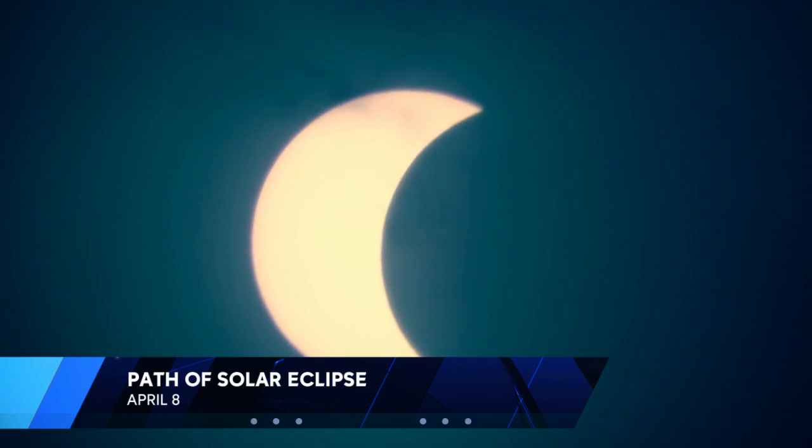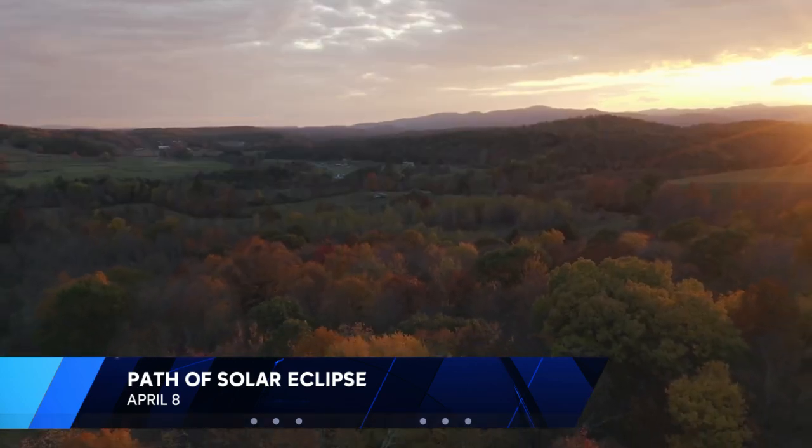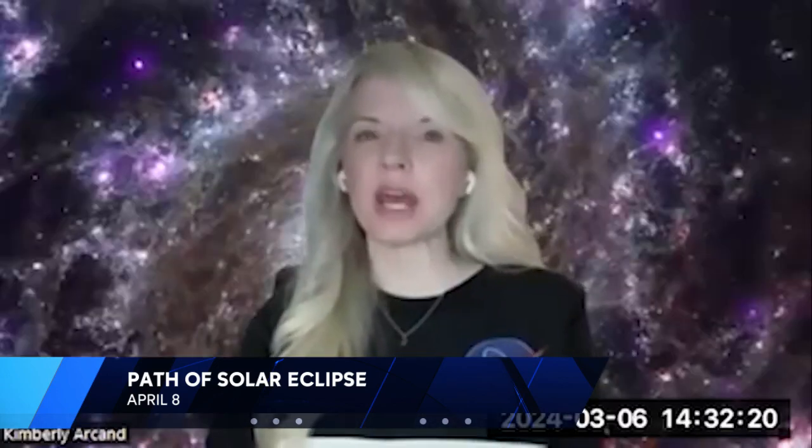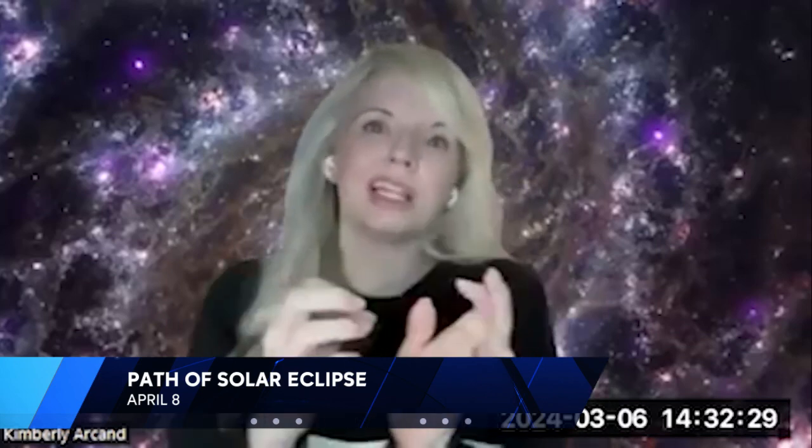Those not in the path, but close enough to it, will see a partial eclipse, like here in southern New England. In a partial eclipse, you can think of it as the angles, I guess, between where we are on Earth, our moon, and our sun are just not perfect. We're just a little bit out of that beautiful path of totality.